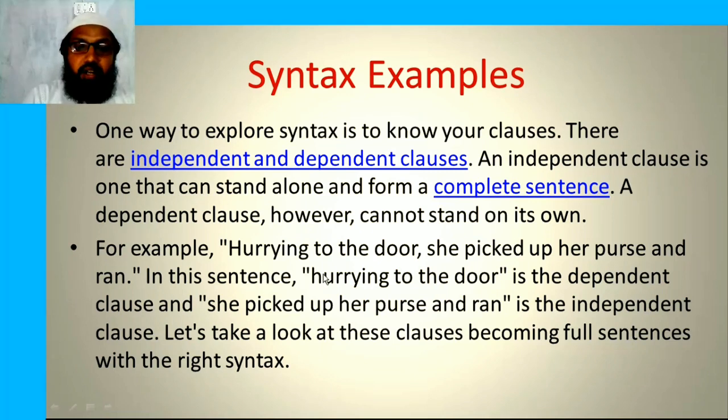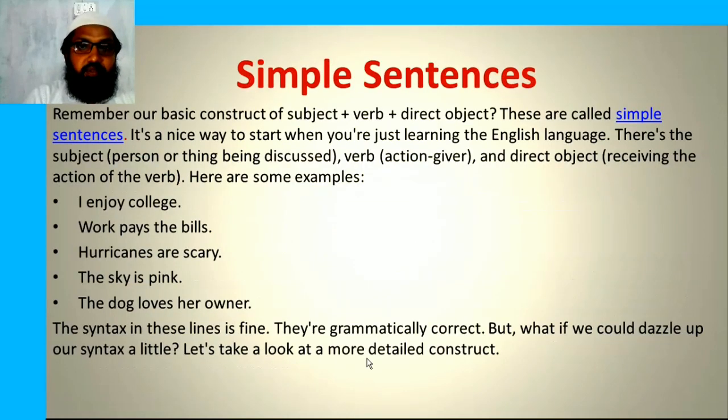For example, hurrying to the door, she picked up her purse and ran. In this sentence, hurrying to the door is the dependent clause because this clause doesn't give complete meaning. It needs some help. It needs some supportive clause. That is the independent clause. The next part, she picked up her purse and ran, is the independent clause. Let's take a look at these clauses becoming full sentences with the right syntax. So in simple sentences, remember our basic construct of a sentence is subject plus verb plus direct object.